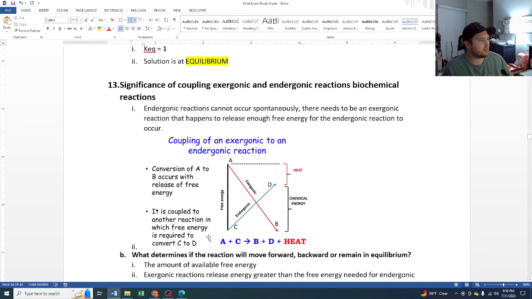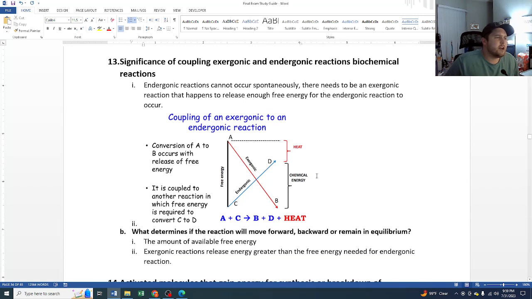This is talking about the coupling of exergonic and endergonic reactions in biochemical reactions. If you think about it, this should be pretty straightforward. If you have a reaction that's not favorable, that you need to input energy into in order for that reaction to occur, that energy has to come from somewhere. So if you can pair it with an exergonic reaction, that's going to give you the energy that you need to create that endergonic reaction for everything to come down and to happen. So pairing them, especially in the body, just makes sense in order to be able to have those reactions happen.